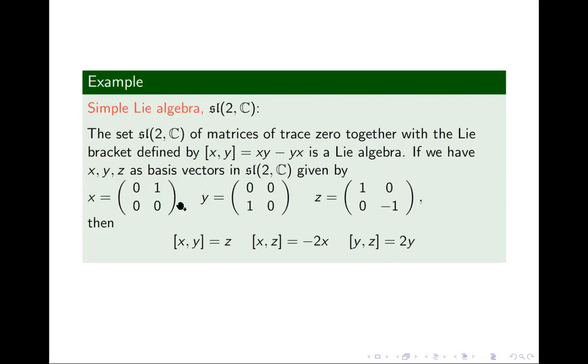This is a three-dimensional Lie algebra. If we define the basis, say x, y, and z, in these matrices, we see they are trace zero. If you add the diagonal elements, we end up with zero. And if we compute their Lie brackets, we find that the Lie bracket of x and y is z, the Lie bracket of x and z is minus 2x, and the Lie bracket of y and z is 2y. So this definition satisfies the Jacobi identity and is skew-symmetric. And so this is an example of a Lie algebra.